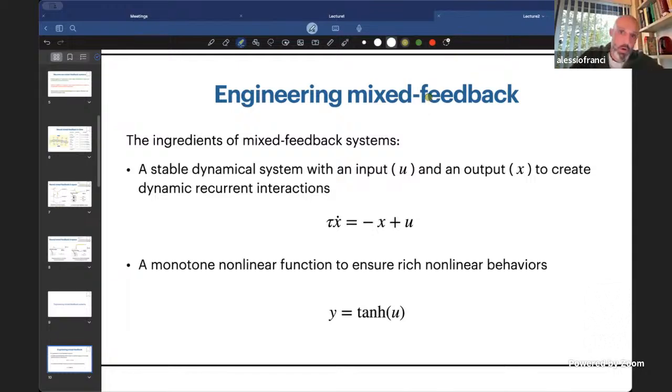So the more you look at systems that behave intelligently, either as single agents like single cells, or as networks like brains or societies, the more you can spot mixed feedback structure all over the place. And I would like to try to give a sort of justification from an engineering perspective of why this might be the case. And the way in which I would like to give it.